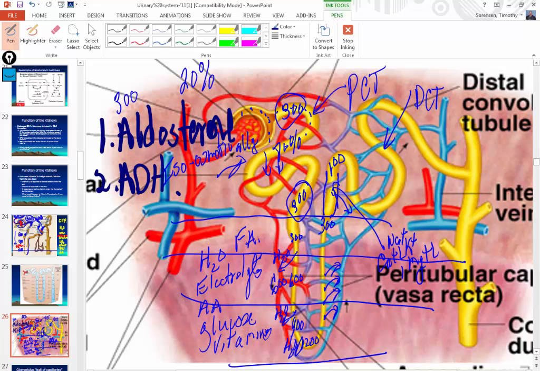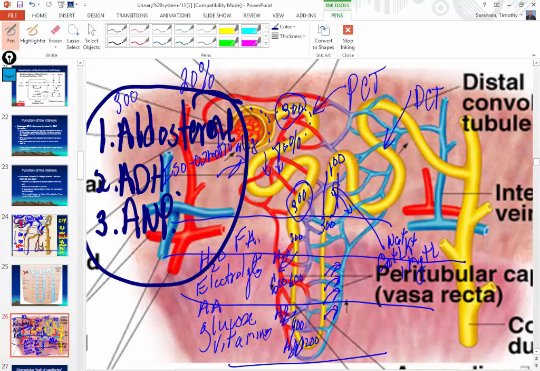What's the other name for antidiuretic hormone? Vasopressin. And number 3, atrial natriuretic peptide. Say yeah. Better known as ANP. Are you with me? And once these hormones take effect, what is filtered now will end up in the collecting ducts.